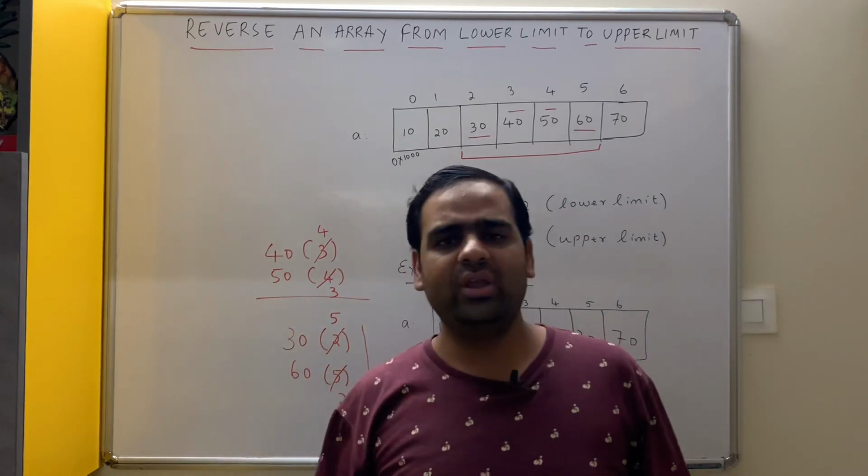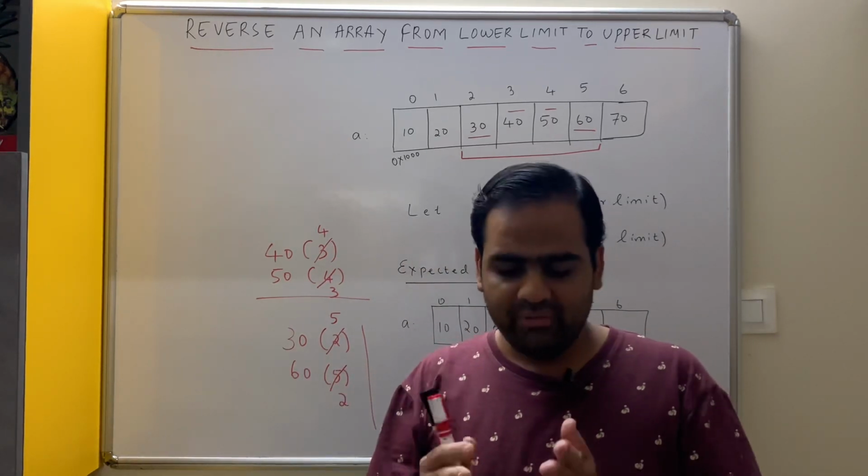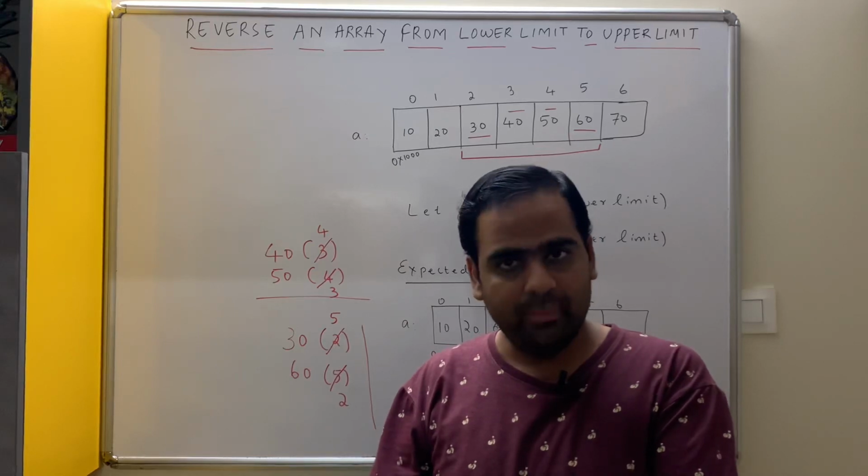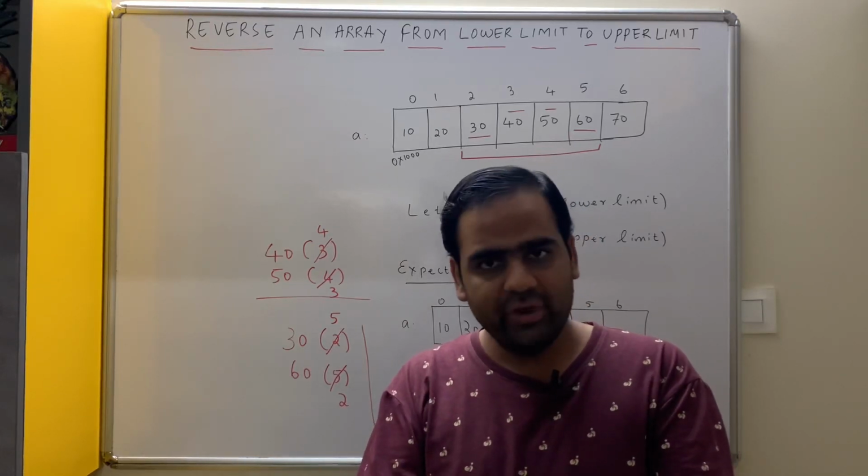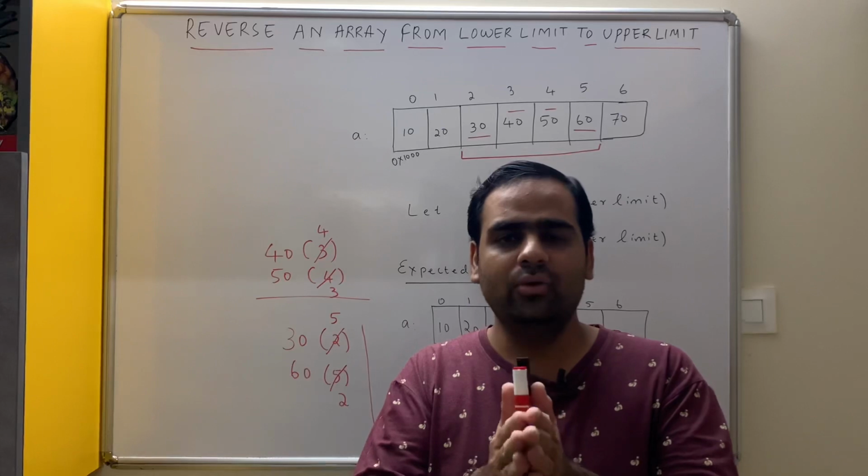This is how we reverse an array between the lower limit and the upper limit. I want you to pause the video here and write down the code yourself.